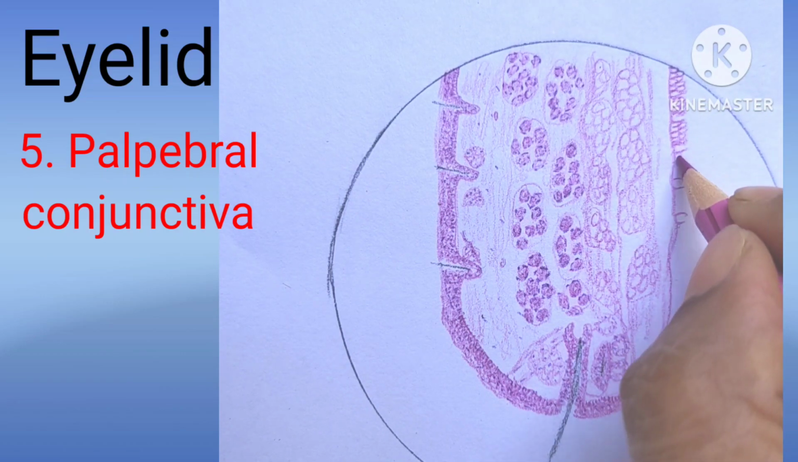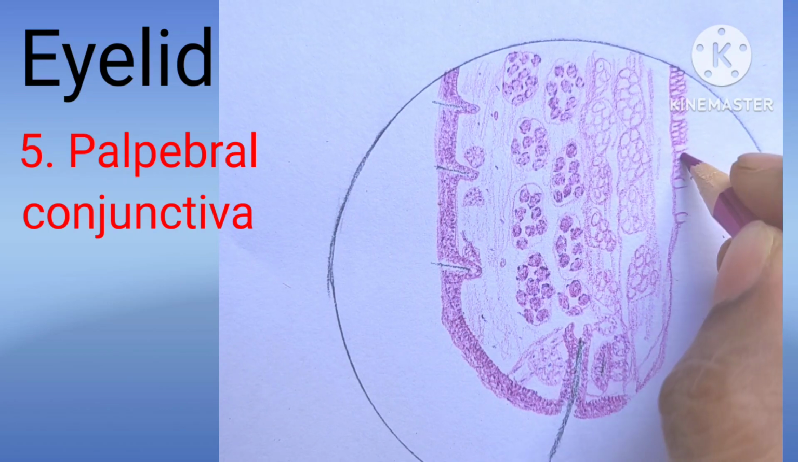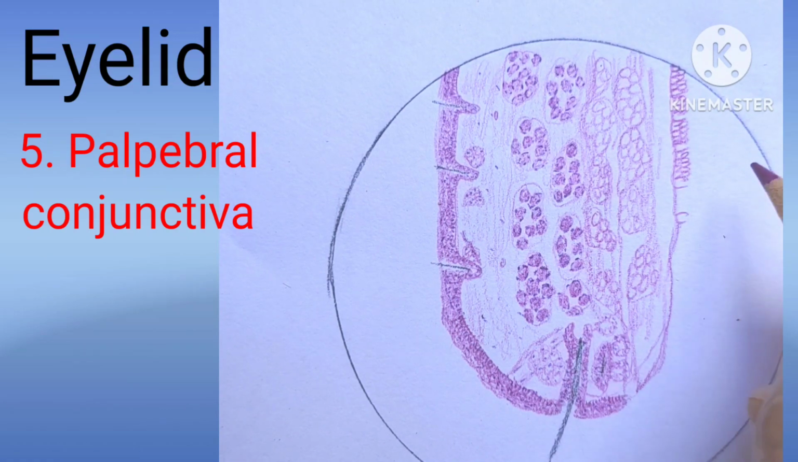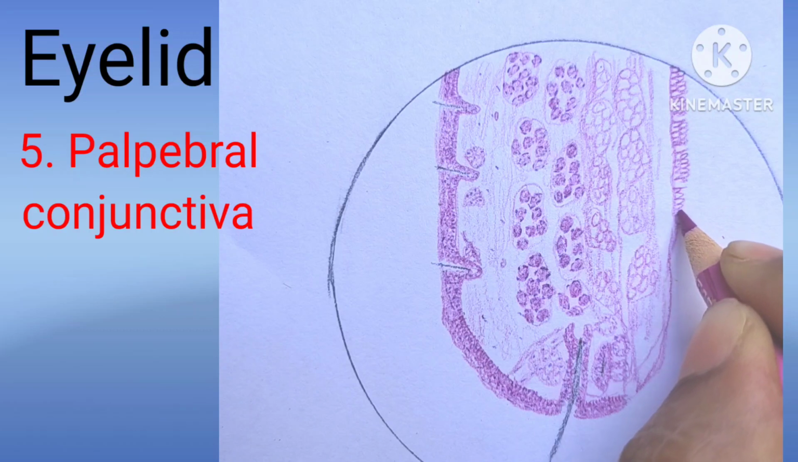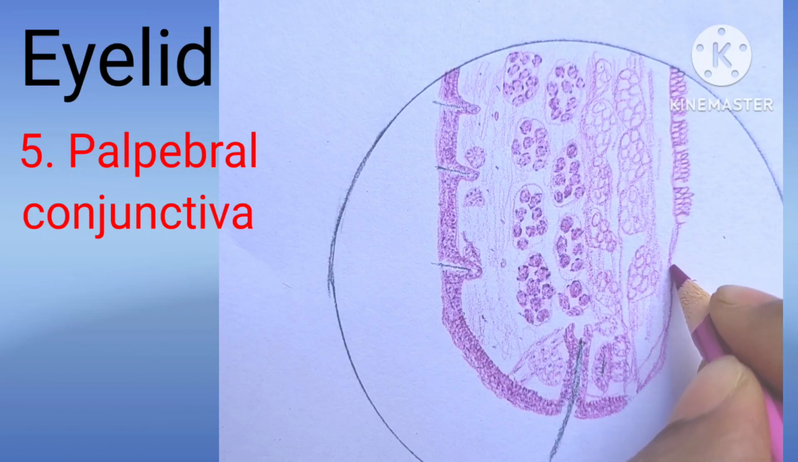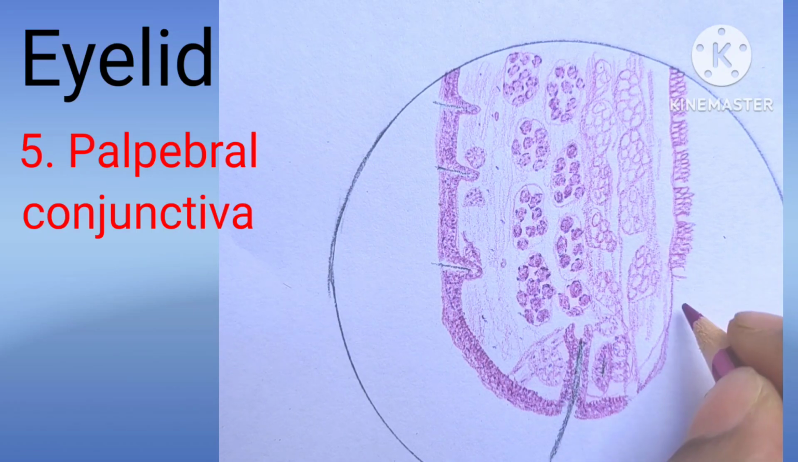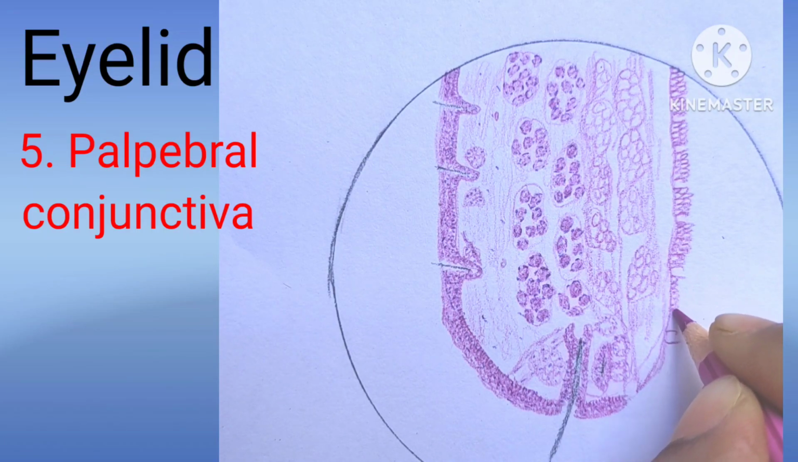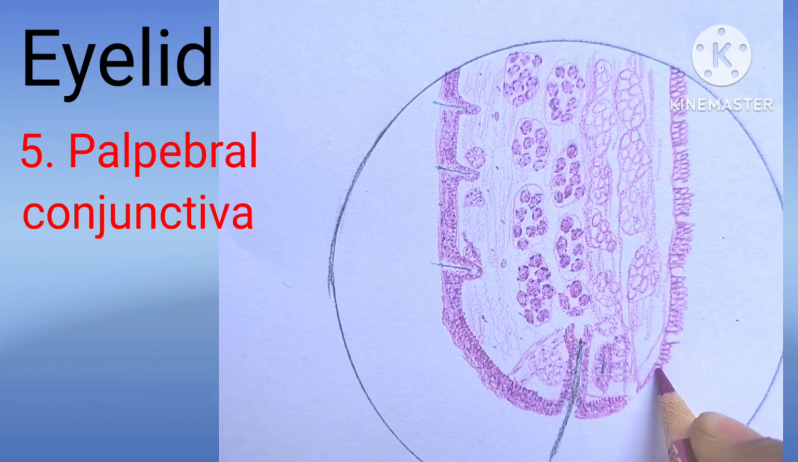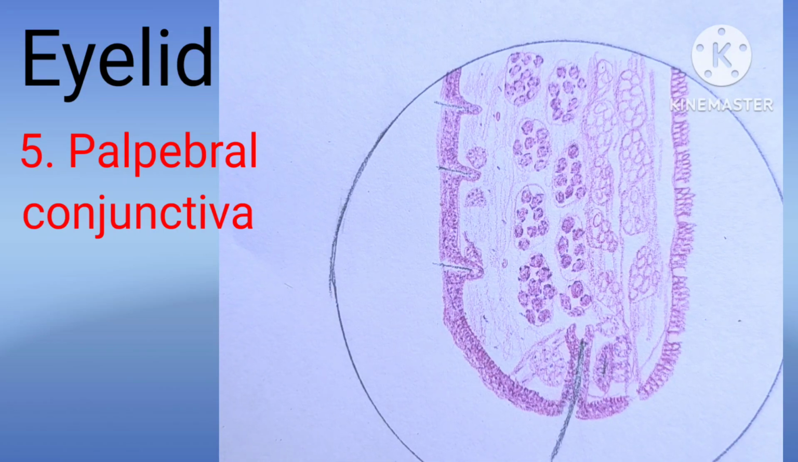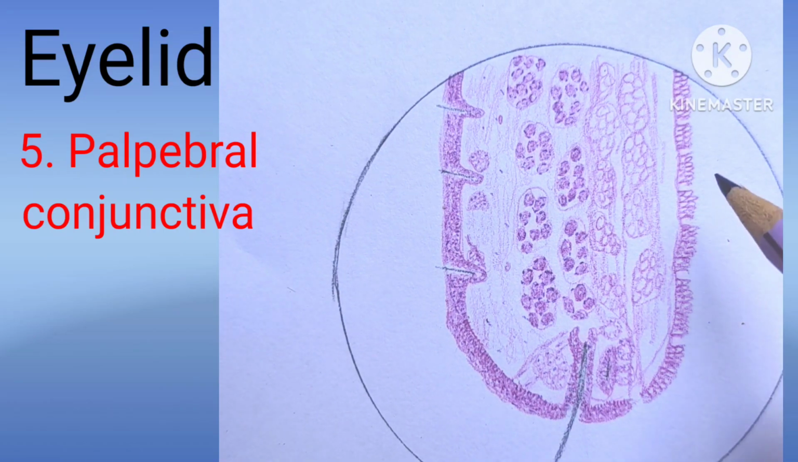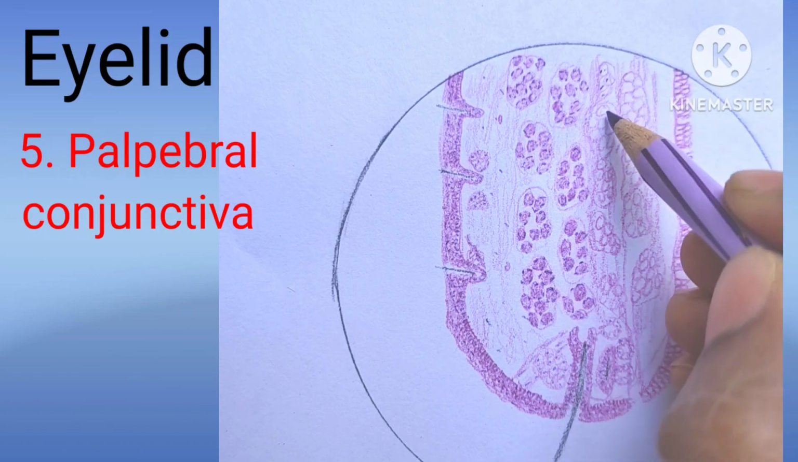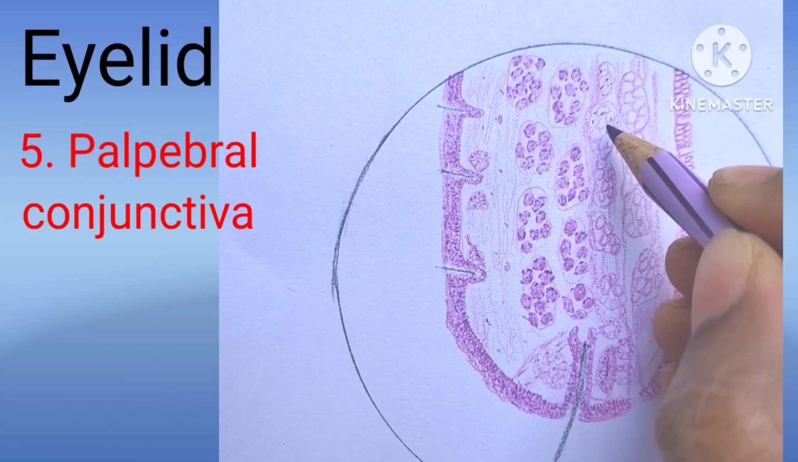Now, the innermost layer is the palpebral conjunctiva. Some books say it is a stratified squamous epithelium, but the majority of books say it's a stratified columnar epithelium, but both will have a lot of goblet cells. So make sure you write the goblet cells. Stratified columnar is usually 2 cell layers thick in the palpebral conjunctiva. When it becomes the bulbar conjunctiva, it will be 3 layers thick. So the innermost epithelium is stratified columnar epithelium with plenty of goblet cells.